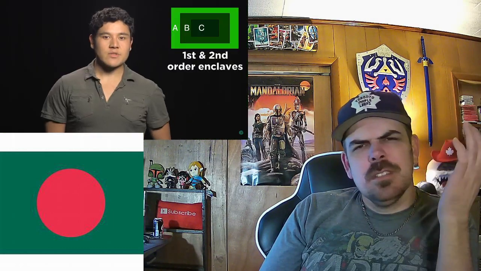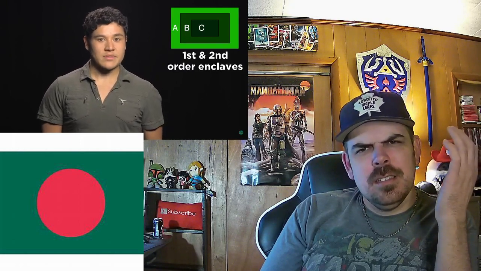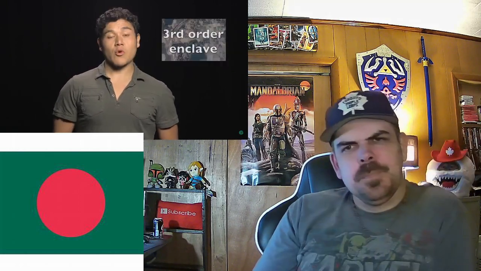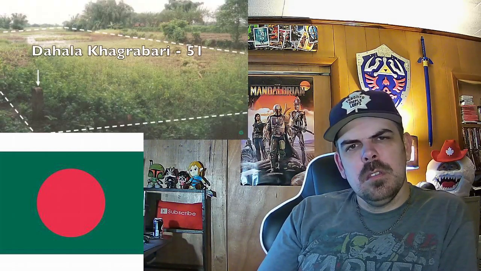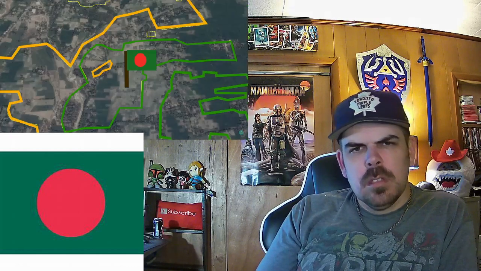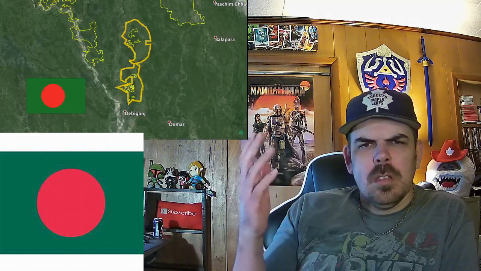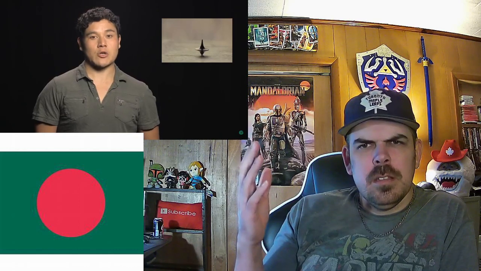Many of these enclaves are first order and second order enclaves, that's enclaves inside of enclaves, and the world's only third order enclave, Dahala Khagrabari 51, a small crop field barely the size of 2 acres. This land is a piece of India within Bangladesh within India within Bangladesh. Talk about inception, or landception. It is actually owned by a Bengali farmer who lives on the Bengali side, even though the land kind of belongs to India.